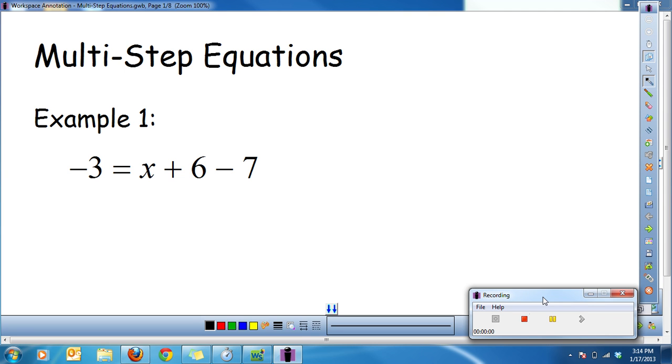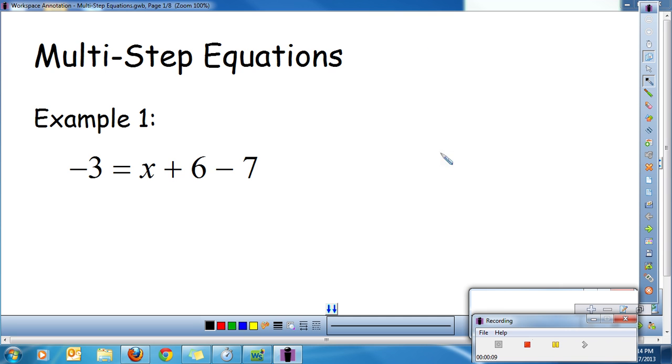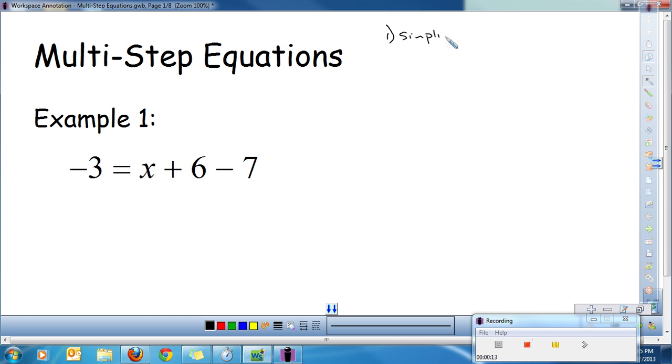Today's video is about multi-step equations. Before we even start, let's talk about some general steps that you should follow in order to solve multi-step equations. The first thing you should look at: are both sides simplified? So simplify both sides.